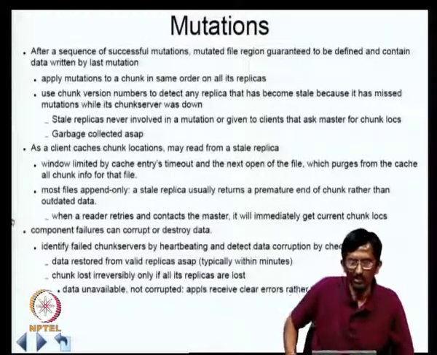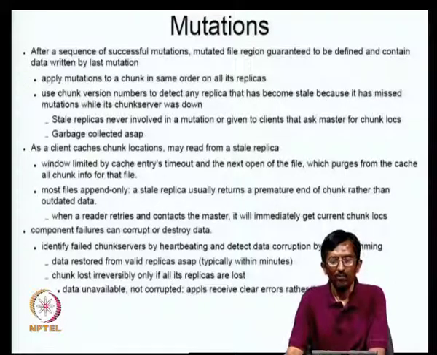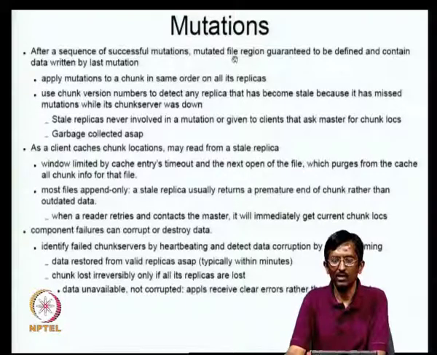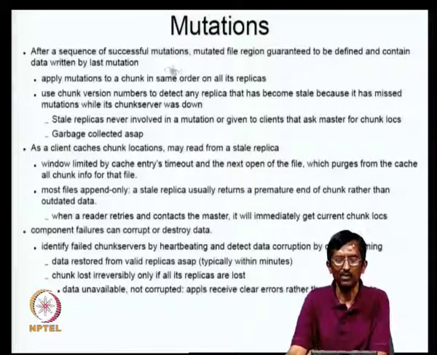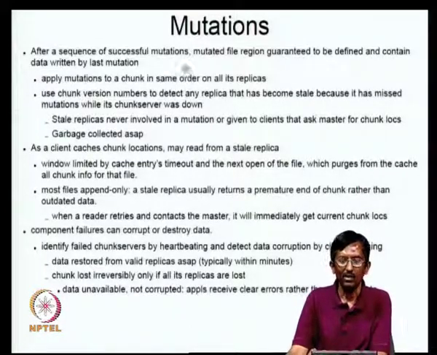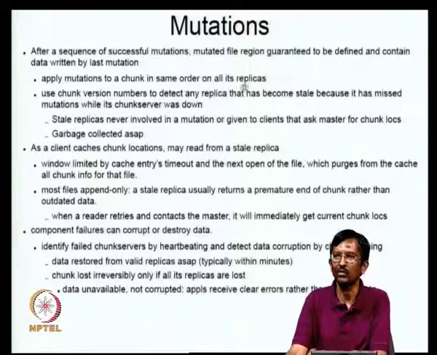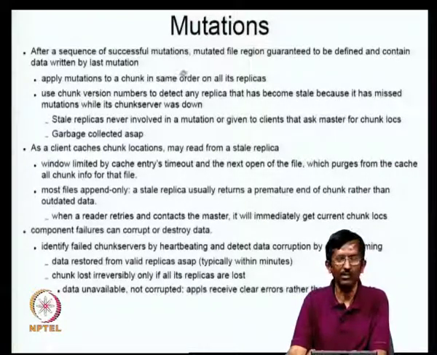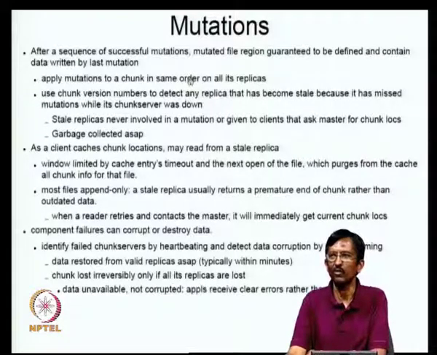So if you have many mutations, the mutated file region is guaranteed to be defined and contained and returned by the last mutation. So basically, the way this is guaranteed is by making sure that all the changes to a chunk are done in the same order on all its replicas. Okay. And that means that there is some kind of a primary, and the primary decides the order and everybody else follows the same order.